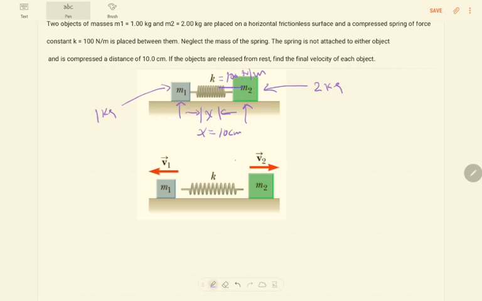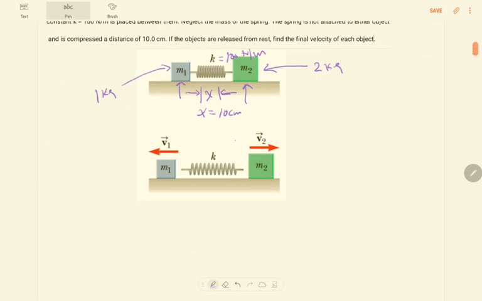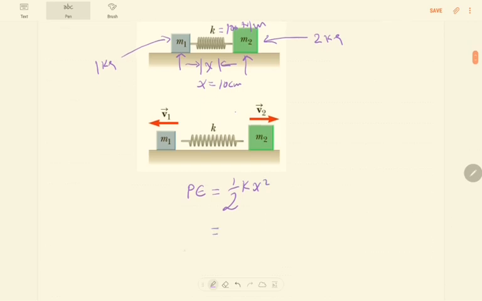Our system will have stored potential energy. So the initial energy, or simply the stored energy due to the compression of the spring, is the maximum potential energy. The potential energy of the mass-spring system would be half times the spring constant times the compressed length squared. This gives us the total energy, because initially we don't have a velocity or movement of a block, so it only has potential energy.